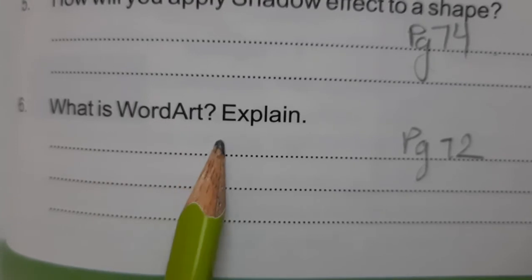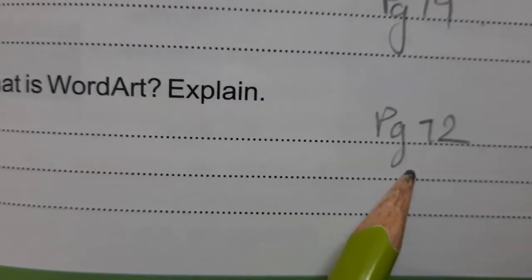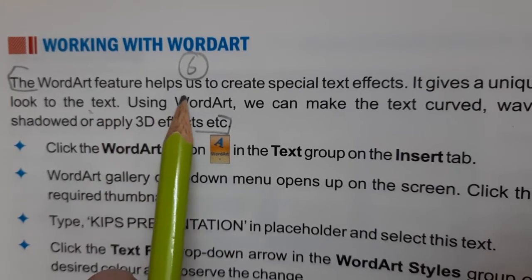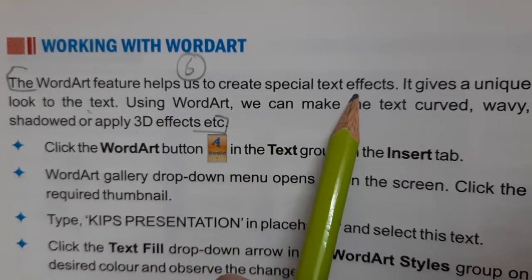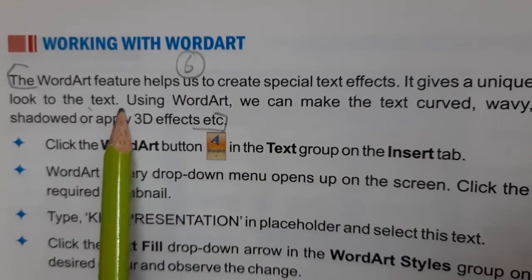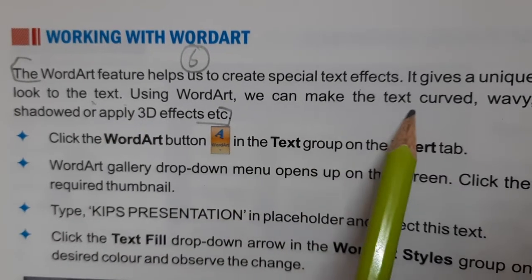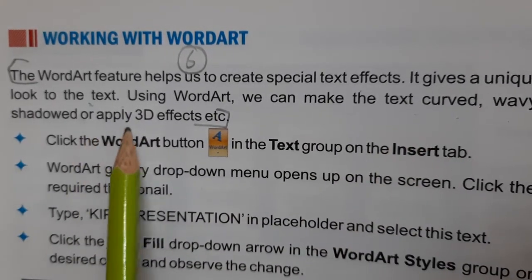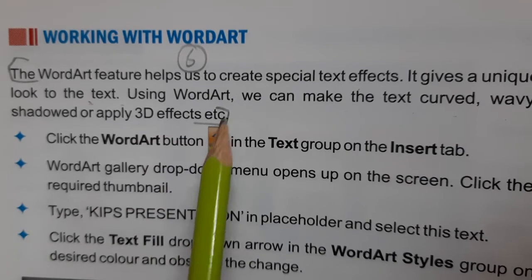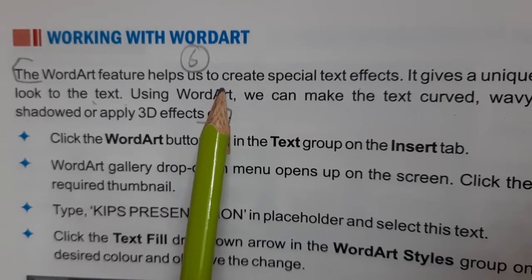Question number 6. What is word art? Explain. For this, open page number 72. The word art feature helps us to create special text effects. It gives a unique look to the text. Using word art, we can make the text curved, wavy, shadowed or apply 3D effect, etc. So this is the answer number 6.